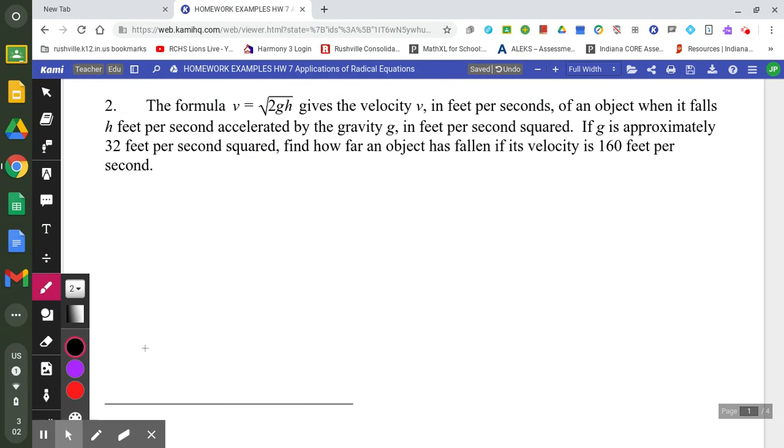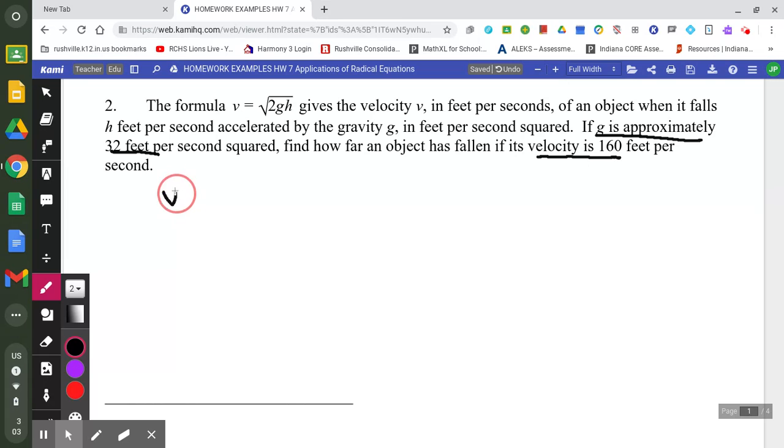In problem number 2, we're given the formula V equals the square root of 2gh. This formula gives the velocity v in feet per second of an object when it falls h feet, accelerated by the gravity g in feet per second squared. If g is approximately 32 feet, find how far the object has fallen if its velocity is 160 feet.